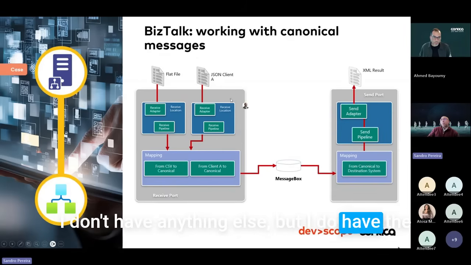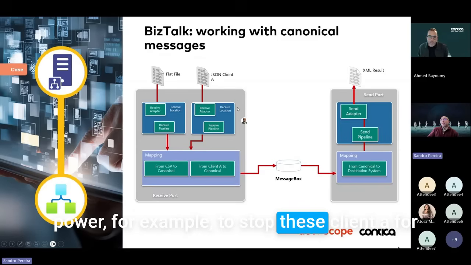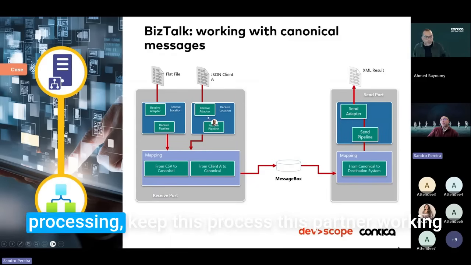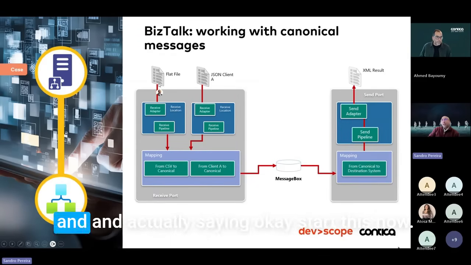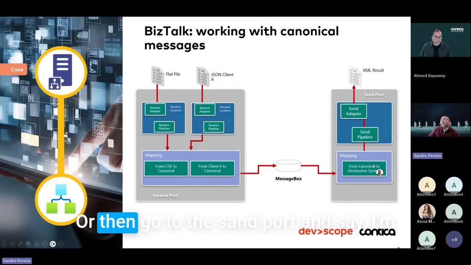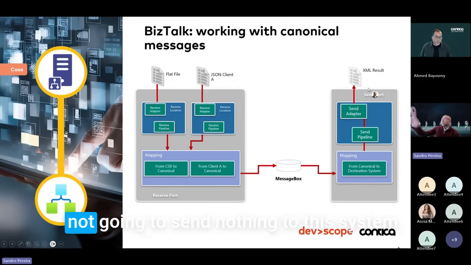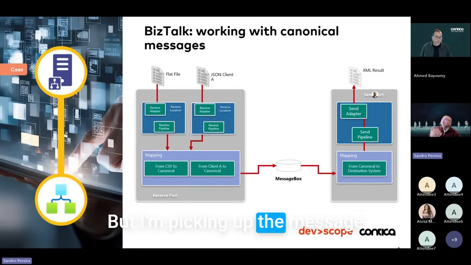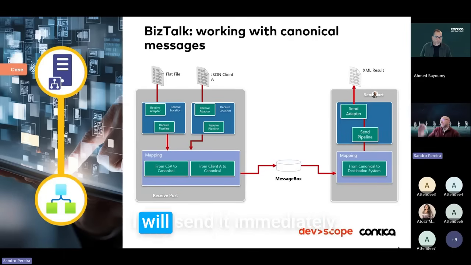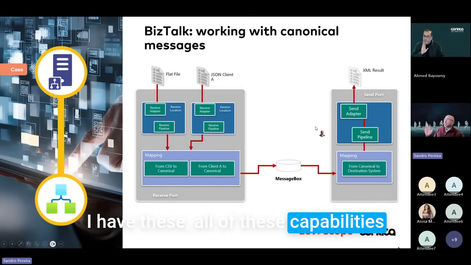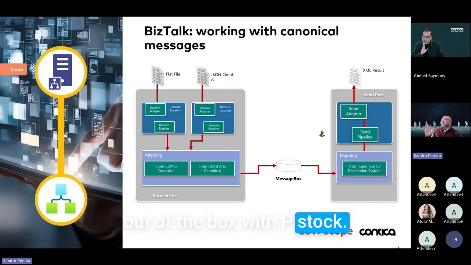But I do have the power, for example, to stop client A from processing and keep this partner working, and then say, okay, start this now, or go to the send port and say, I'm not going to send anything to this system, okay? But I'm picking up the message and accumulating the message. When the systems are good, I will send it immediately. I have all of these capabilities out of the box with BizTalk.